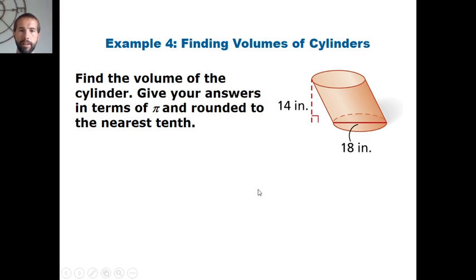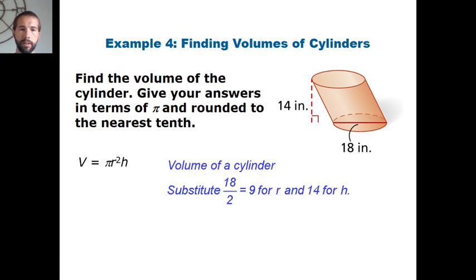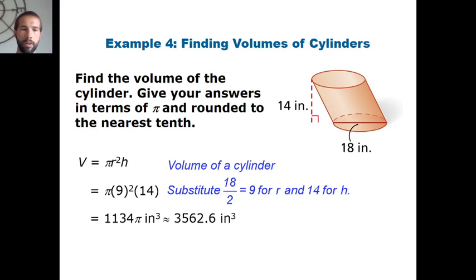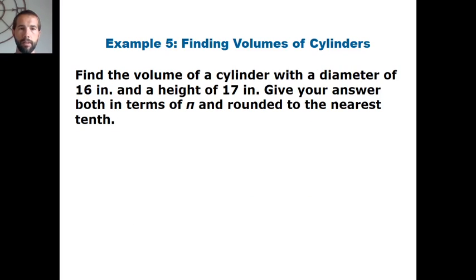So here's an example of that. This circle has a diameter of 18 inches. So that means the radius would be 9 inches. So we're going to do pi times the radius squared. That would be pi times 9 squared. And then multiply that by the height, which is 14. So pi times 9 squared times 14. That comes out to be 1,134 pi inches cubed. And then if we want to round that to the tenth, we multiply 1,134 times pi. And that comes out to be 3,562.6 cubic inches.